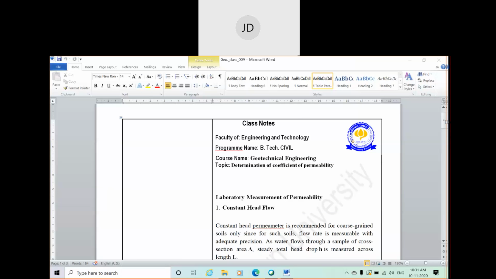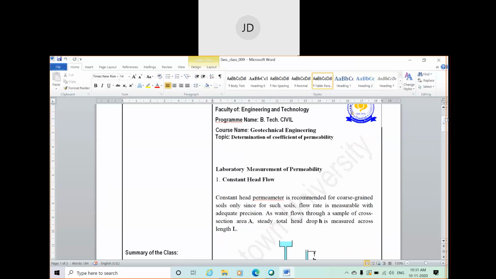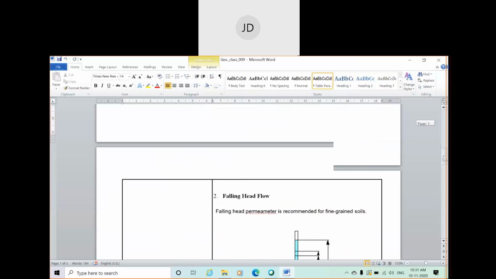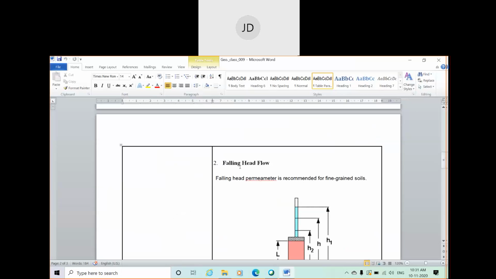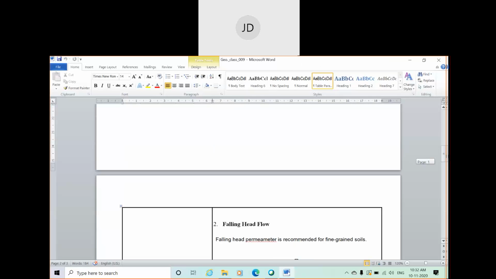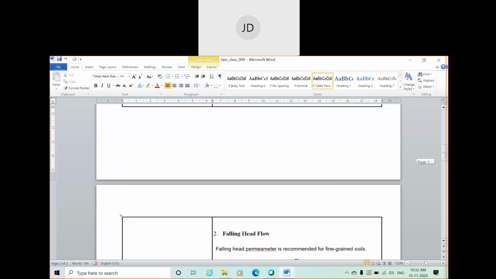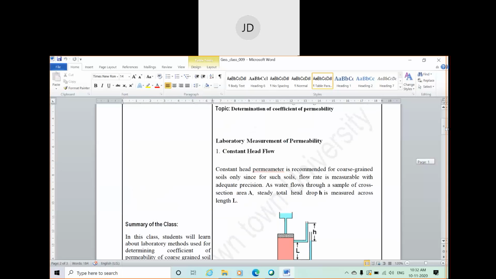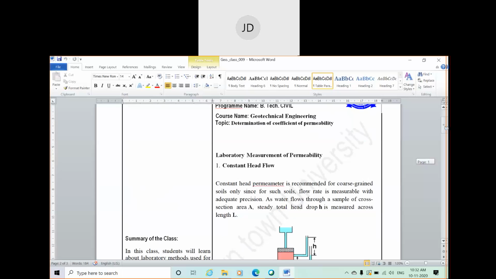The first test is the constant head flow, or simply constant head permeability test. The second one is the falling head flow, or falling head permeability test. These are two laboratory tests that can be used to find out the coefficient of permeability, or in general the permeability of soil. Now a question may arise: why do we need two different laboratory tests, and what is the significance of these two tests?